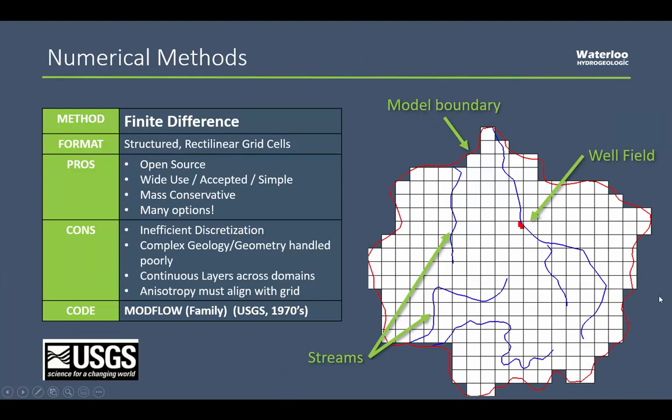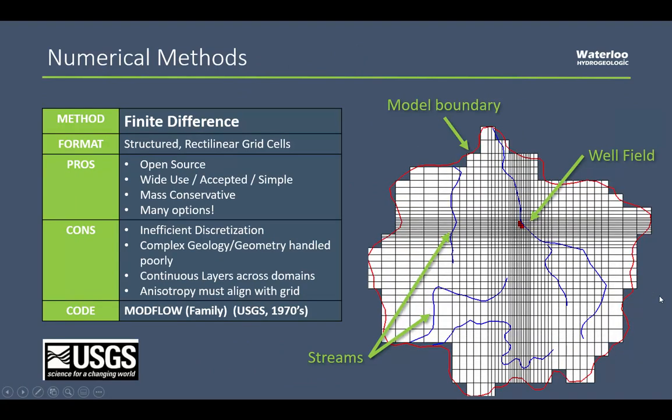So there's lots of benefits to the regular finite difference solution methodology. It's open source. It's been used for a long time. So there's many secondary options, such as secondary transport engines and that type of thing. But the main drawback of this typical finite difference method is that it has very inefficient discretization, and your anisotropy has to align with the grid.